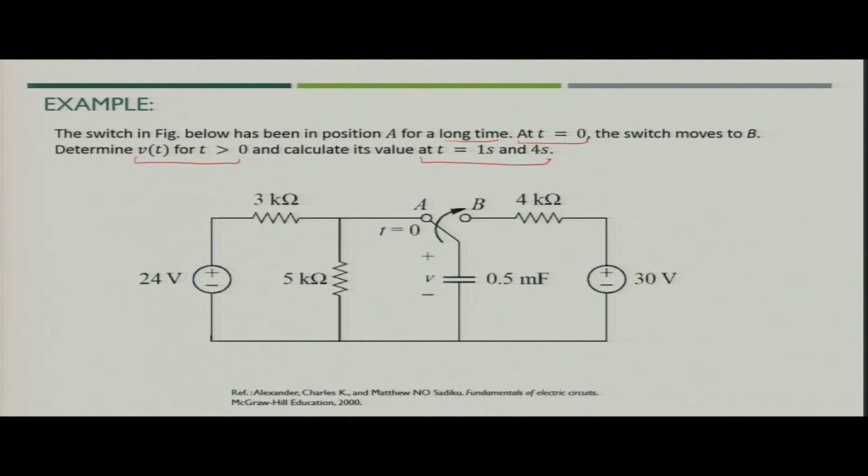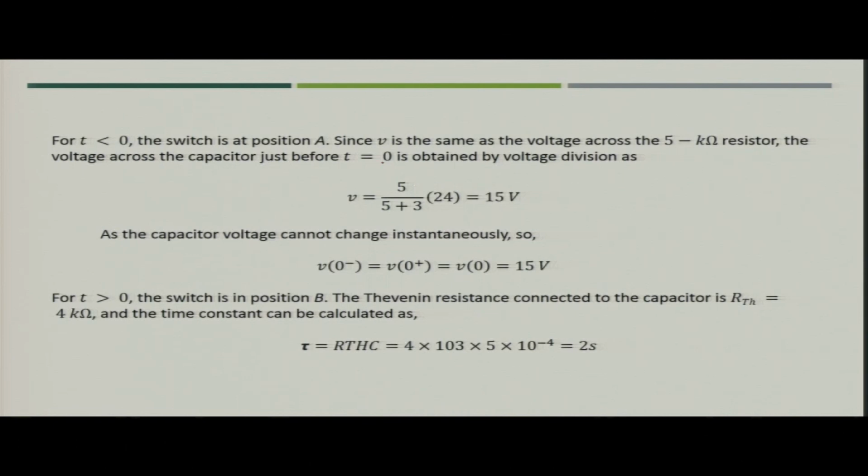Now, if you see this particular circuit, the value which you need to first find out is the value of the voltage across the capacitor at time t equal to 0 minus, meaning just before the switch was thrown from A to B. If you see the circuit, you can easily find out the value of the voltage across the capacitor.